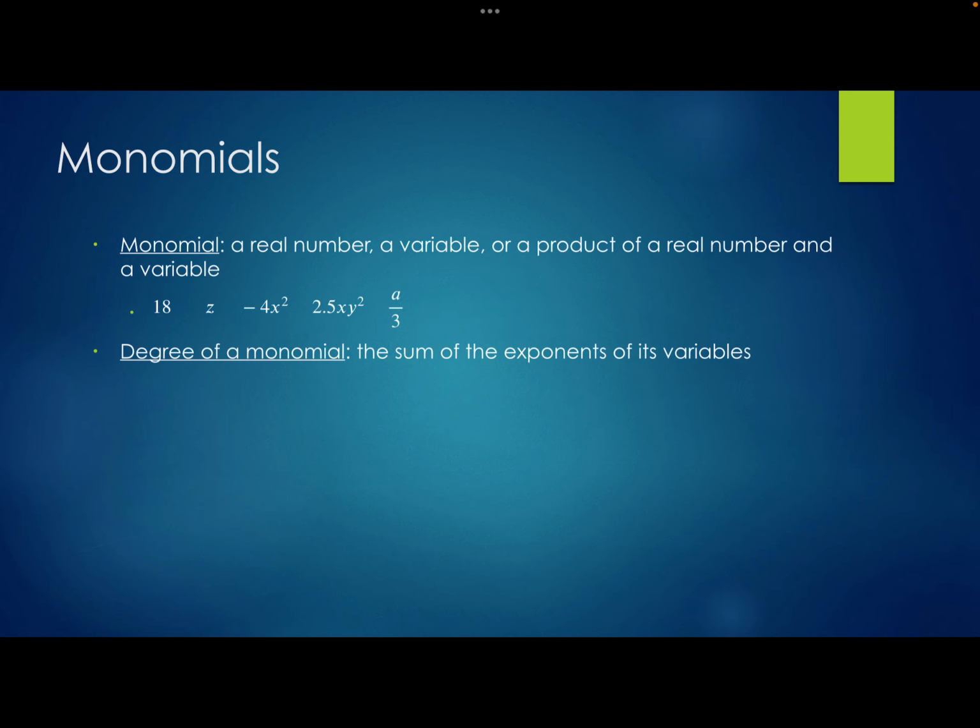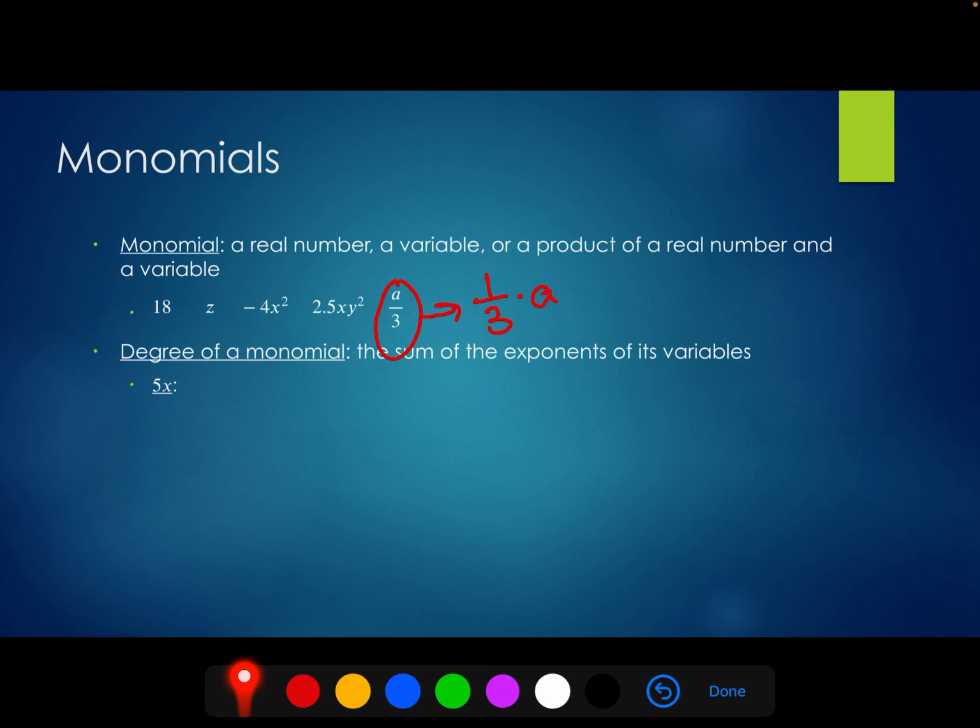Now the degree of a monomial is the sum of the exponents of its variables. If we take a look at, let's say, 5x, we want to look at the exponents of its variables. Whenever you have just a variable, that variable is technically raised to the first power. So this is technically 5x to the first power, and that first power is the only exponent involved. So we'd say the degree of this monomial is 1.